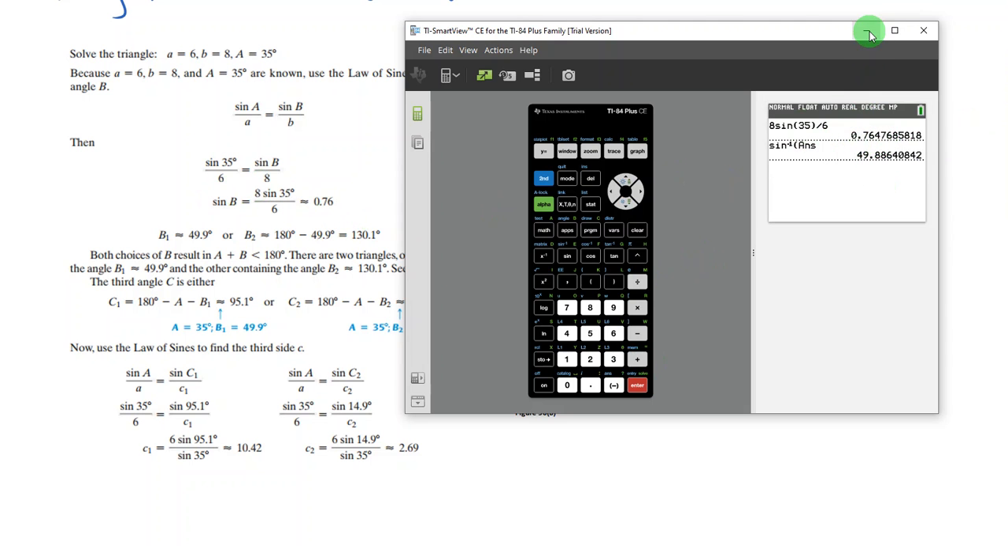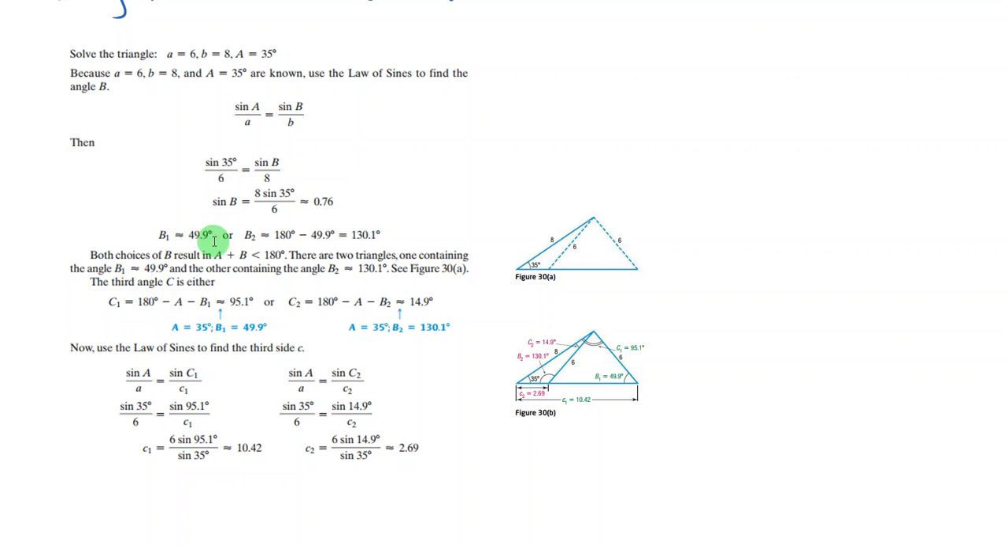All right, so there's that. Because it's 49.9, if we go ahead and subtract that from 180, we're still under. We get 130.1. Both choices of B result in A plus B being less than 180. I could add 35 to that, or I could add 35 to that, and I am still under 180. So if that happens, then you've got two triangles. So that's how we can check that.